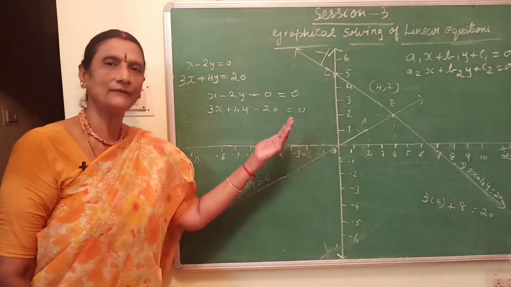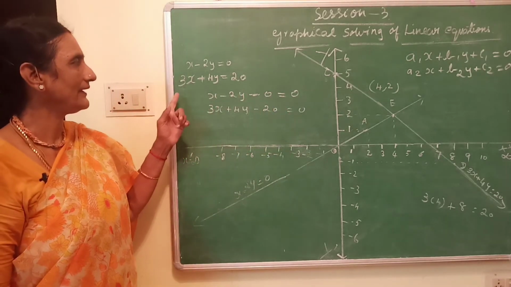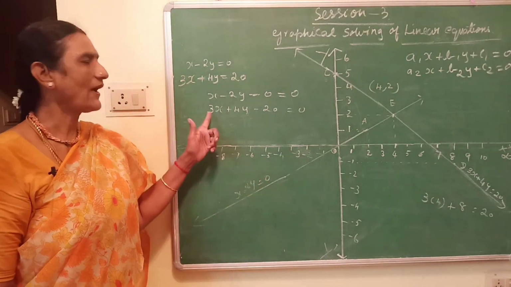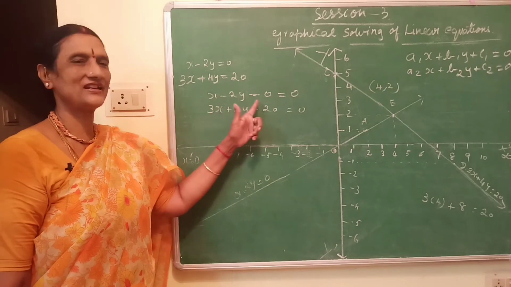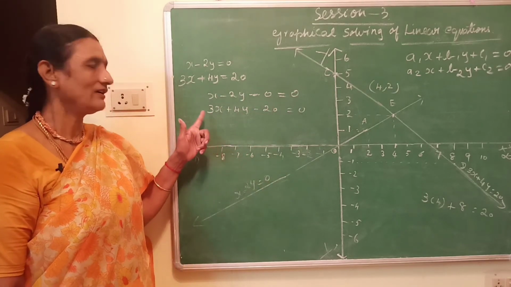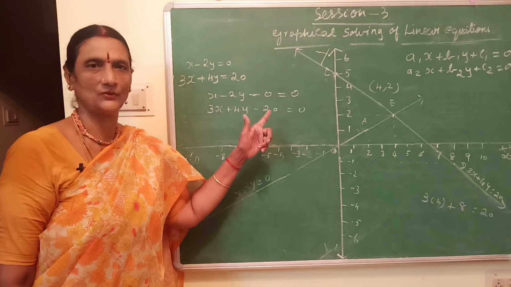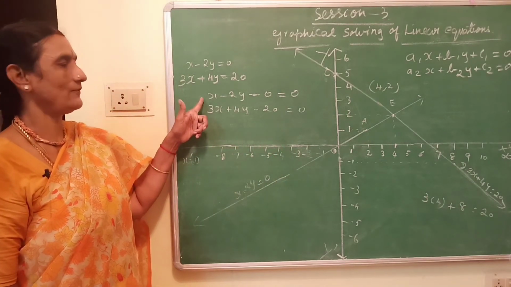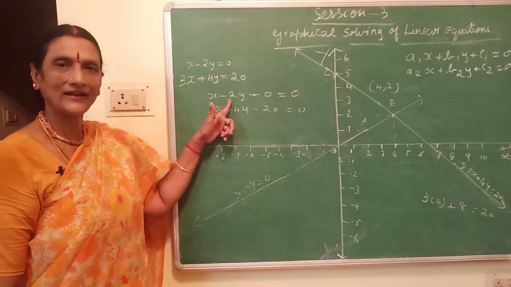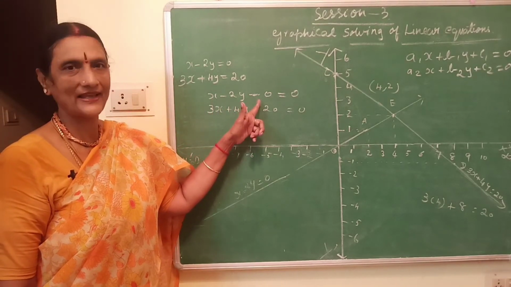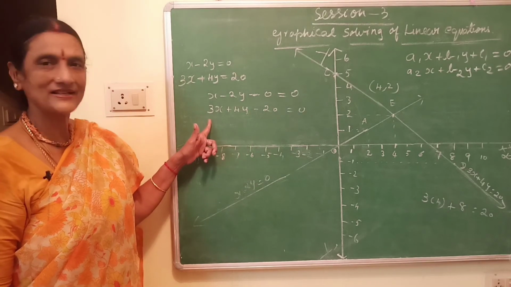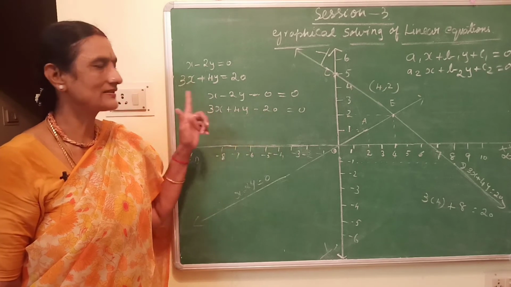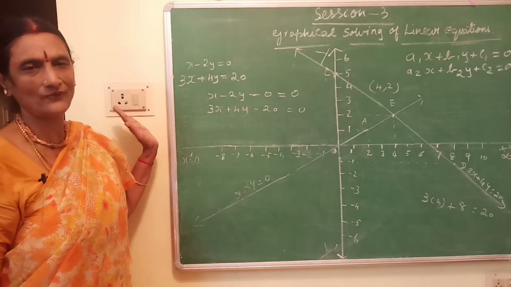So, after bringing it to the standard form, the two equations which we plotted just now have become like this: x minus 2y minus 0 equal to 0, 3x plus 4y minus 20 equal to 0, in which we can take the value of a1 as 1, b1 as minus 2, c1 as 0, a2 as 3, b2 as 4, c2 as minus 20. Is that clear to all of you?